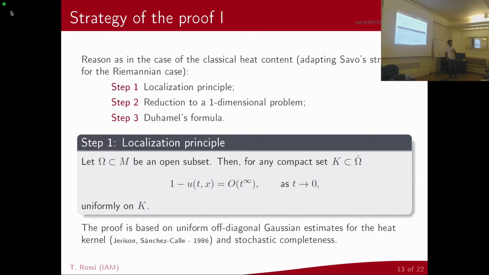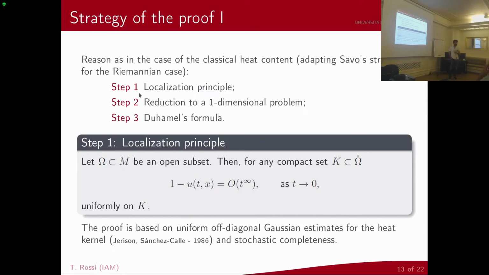But we know that if we are under the assumption of not having characteristic points, then close to the boundary of the domain we have a smooth tubular neighborhood, so we can build good coordinates. These coordinates allow us then to reduce the problem of finding the asymptotics to a one-dimensional problem. And then finally, once we have this reduction, we can exploit Duhamel's formula and hope to get an explicit expansion. Okay, so let me be more precise about these 3 steps.